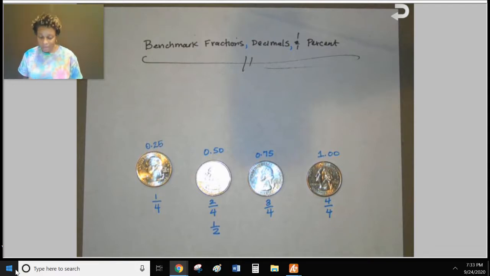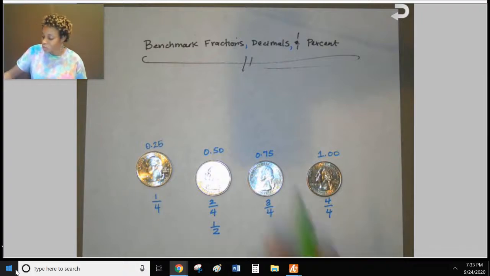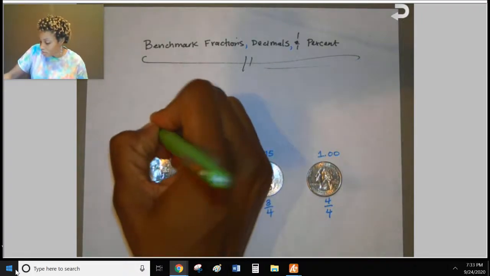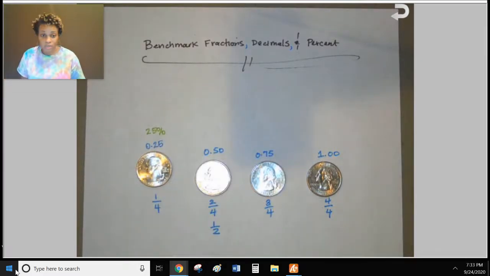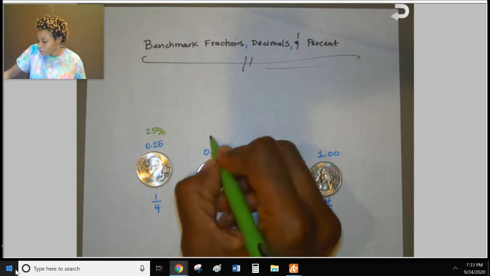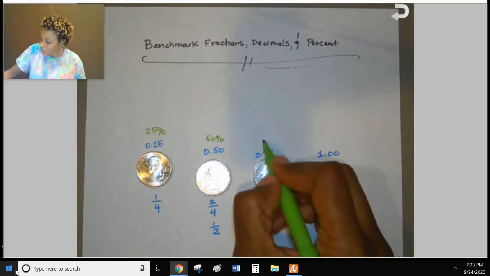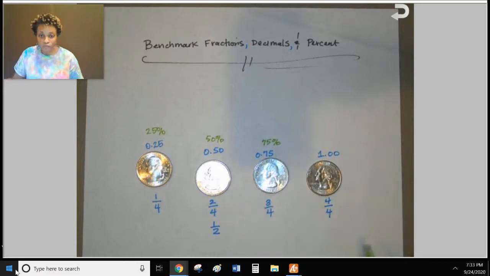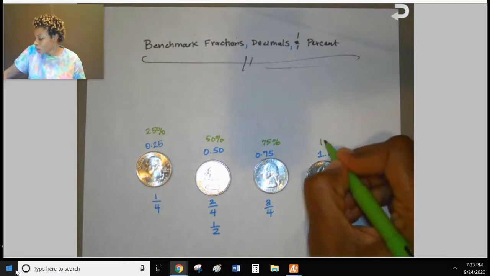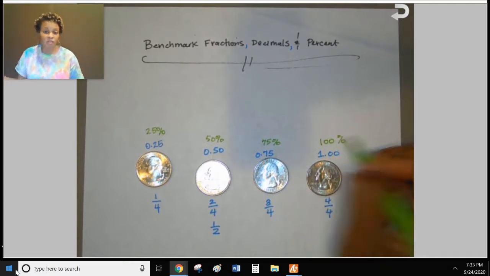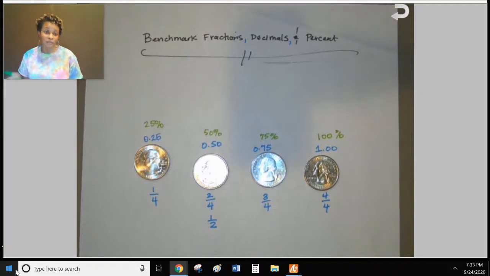Once we know our decimals, we can easily know our percents. So 1/4 is 25 hundredths or 25%. 2/4 is 50 hundredths or 50%. 3/4 is 75 hundredths or 75%. 4/4 is 1 whole or 100% of a dollar. So here's something that we have our hands on almost daily that we use in the real world that can help us remember our fractions, decimals, and percents for fourths.